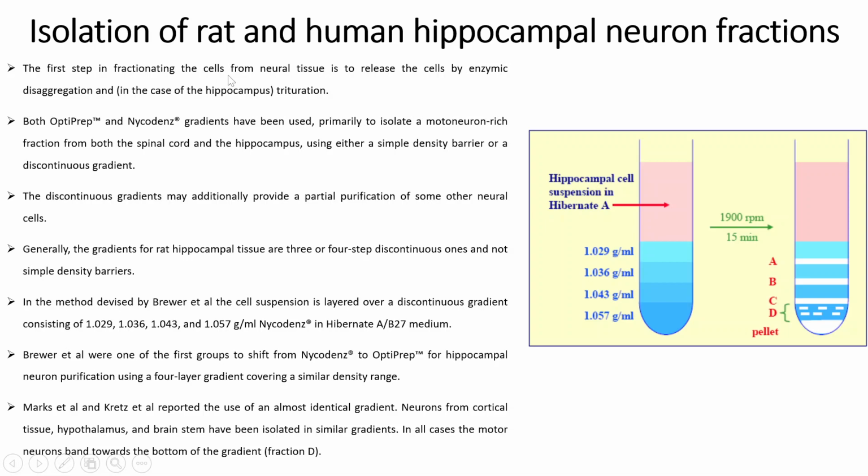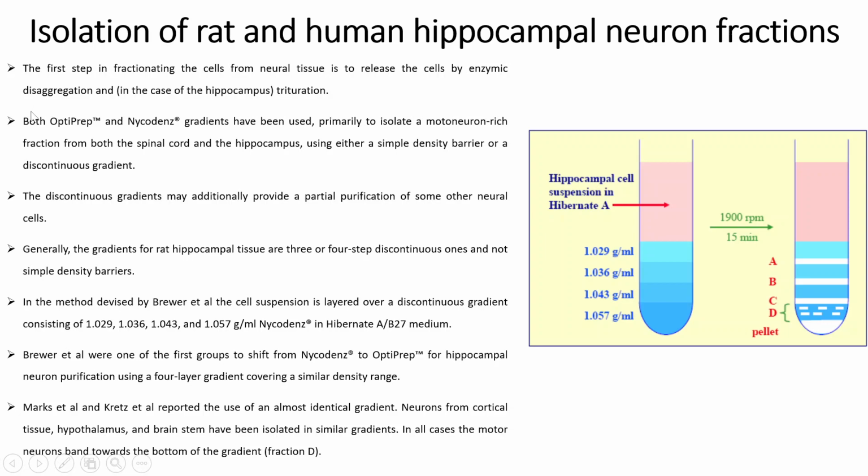The first step in fractionating the cells from the neural tissue is to release them by the enzymatic disaggregation process. We discussed the mechanical and enzymatic disaggregation processes in the previous lecture video: how, with the help of a scalpel and a needle, we can separate the dorsal root ganglia from the spinal cord, and then with the help of the enzyme papain, which is less harsh than its counterparts such as trypsin, we can separate the cells and form them into a single cell suspension.